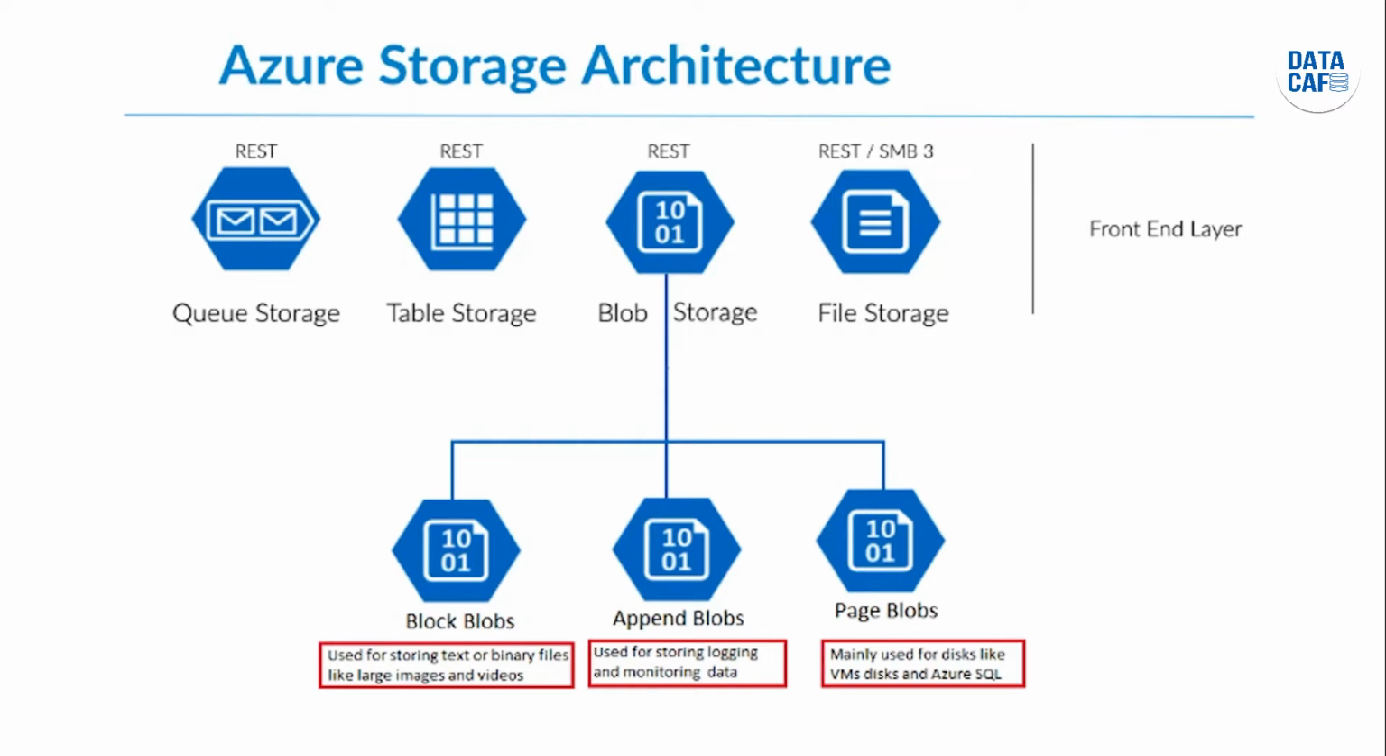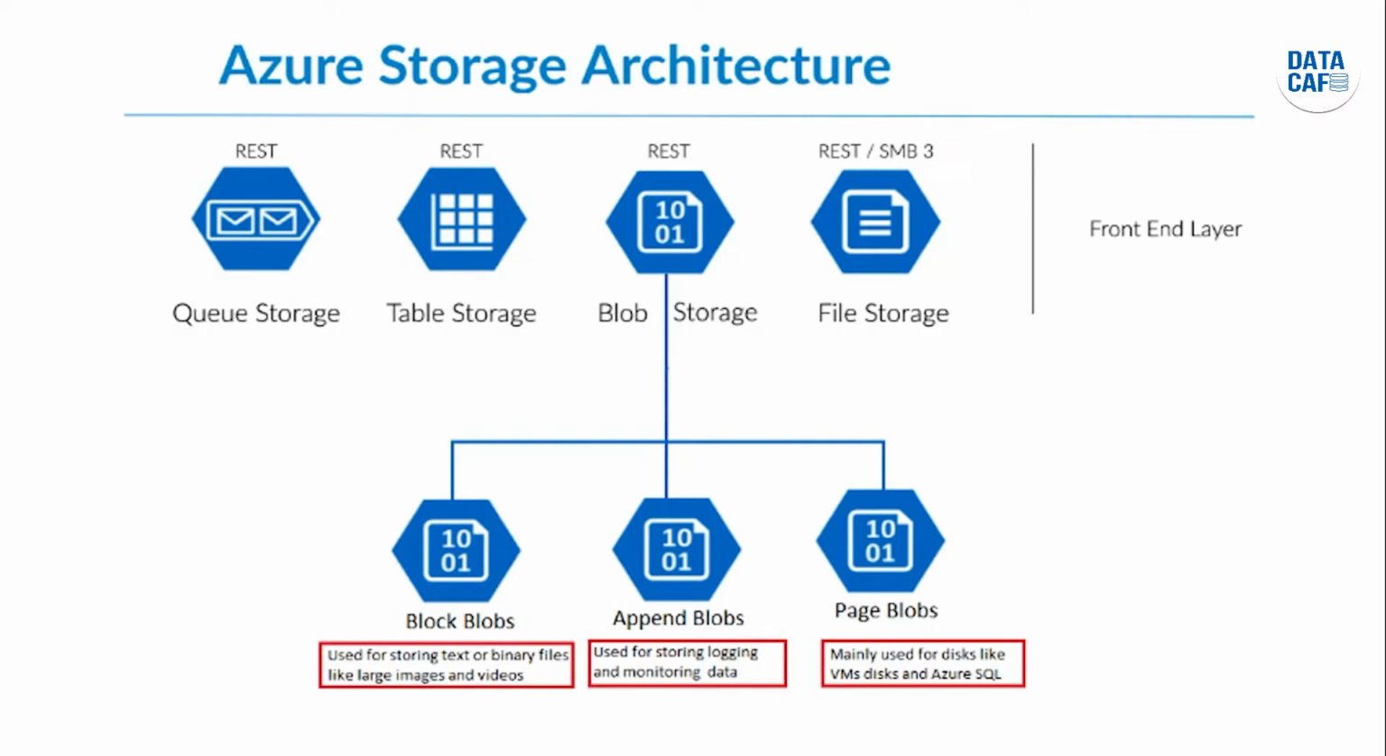The block blobs are optimized for data streaming and have some features which help you to manage blobs, such as an MD5 hash for verification or parallel upload. So that is about the block blobs. Then we will see what are append blobs.